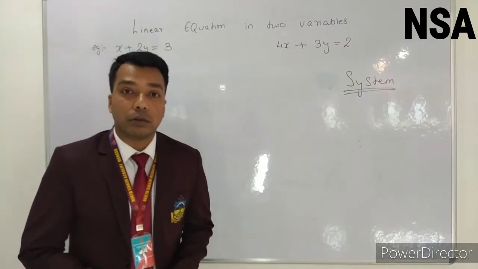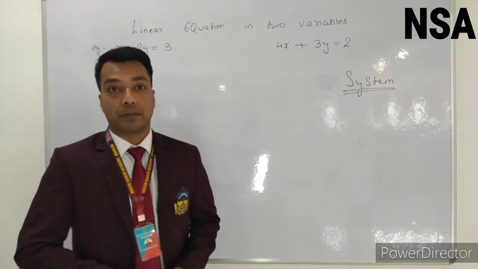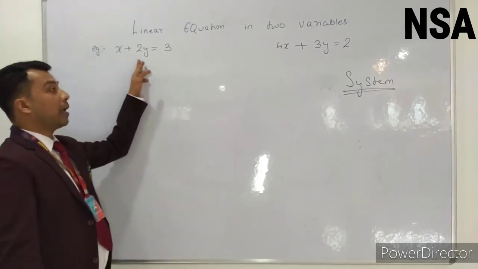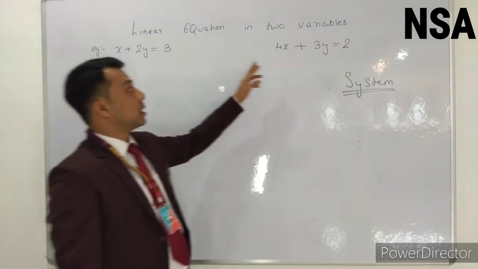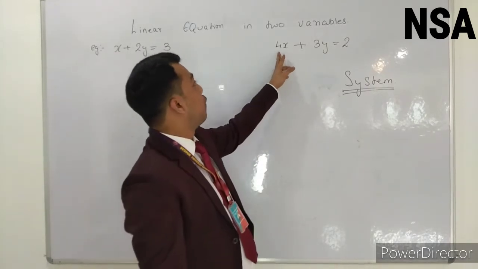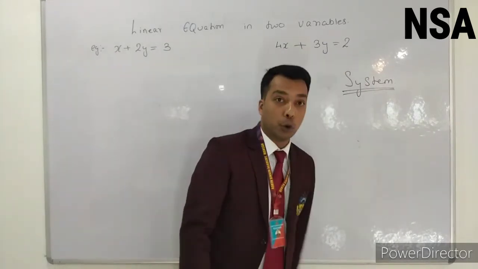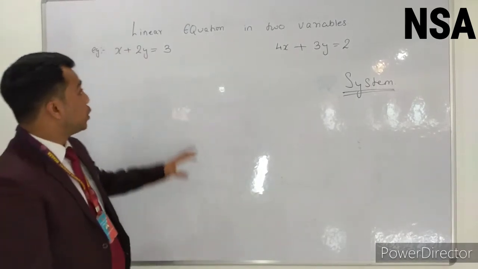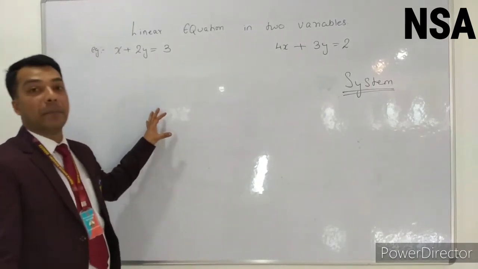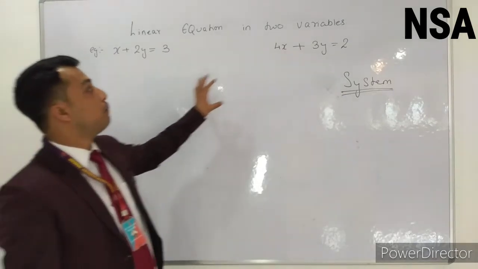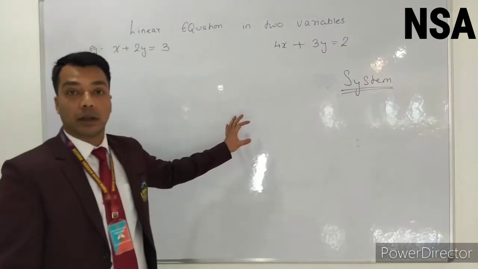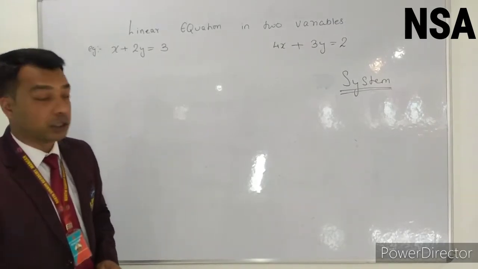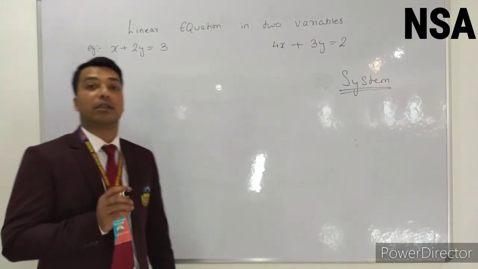So how do we solve by using the graphical method? I'm taking an example: x plus 2y equals 3, and the other equation is 4x plus 3y equals 2. Firstly, you need to find a minimum of three solutions of both the given equations. For the first equation, how do we find the solution?